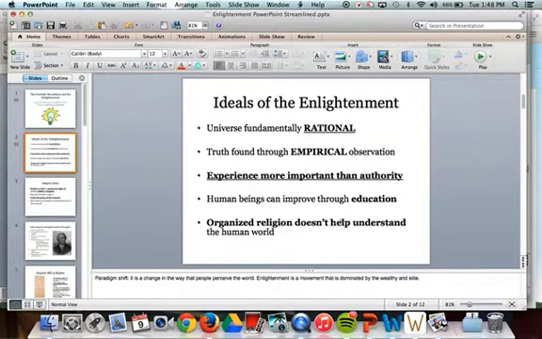So one of the ways in which we think the Enlightenment changes the world is that it redefines the relationship between people and their government and other human beings. The scientific revolution is more about how human beings interact with the natural world.